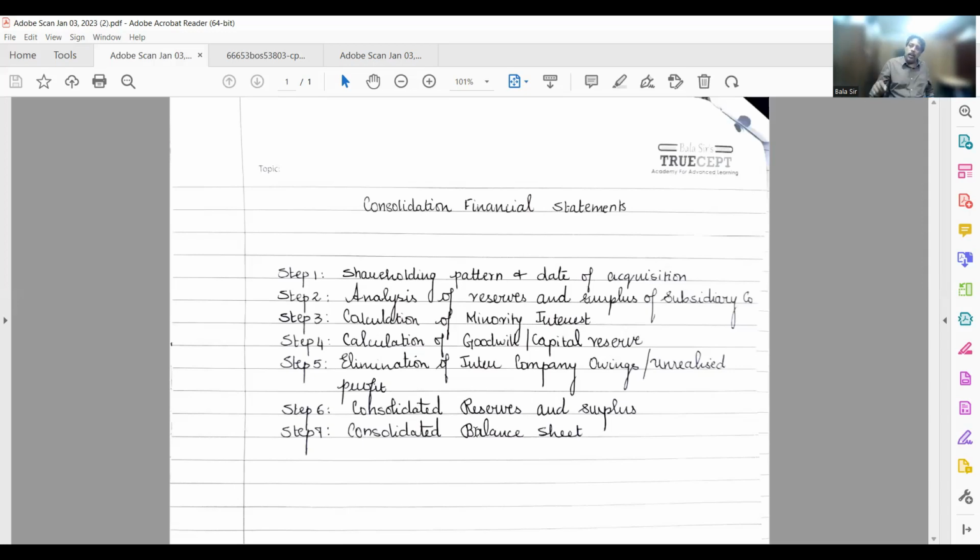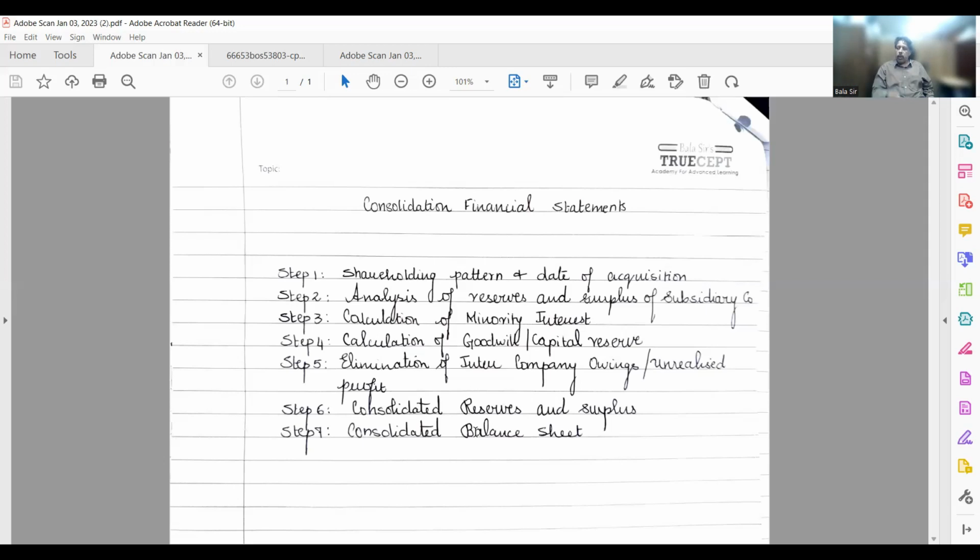Yes, sir. And elimination of any unrealized profit. And then the last step, before you can make the balance sheet, you have to find the reserves and surplus, also known as consolidated reserves and surplus, or group reserves and surplus, to be shown in your balance sheet. And the last step is the balance sheet itself, where you make a CBS. What is CBS? Consolidated balance sheet. These are the 7 steps you have to follow, and that is all with the chapter as such.